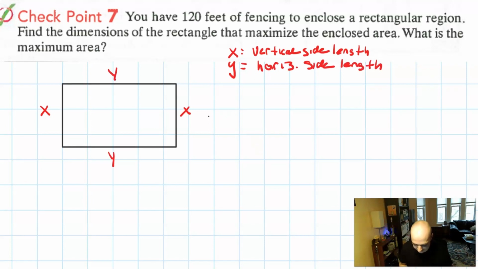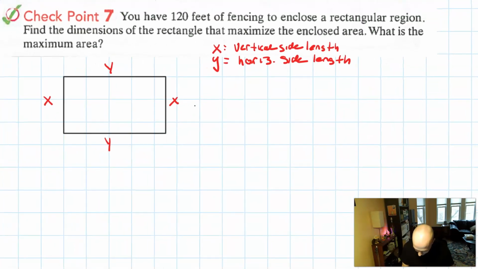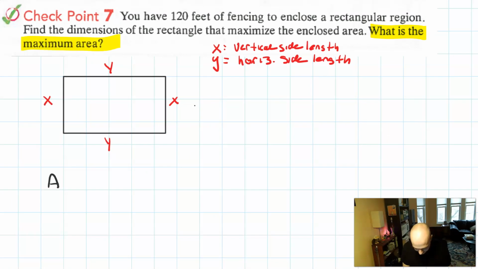Y. Now I want to see what kind of relationships I can construct between x and y. I want to think about the objective. The objective is what is the maximum area. So the area, now that I have variables, in terms of x and y, is going to be length times width, x times y. So that's what I'm trying to maximize.